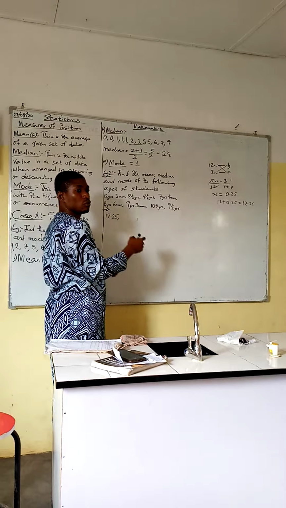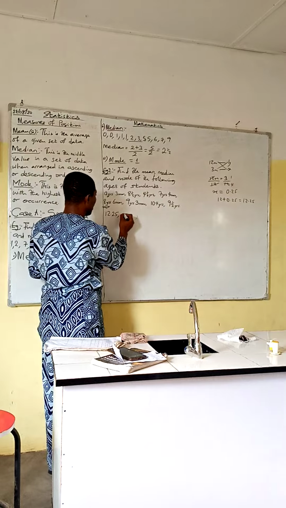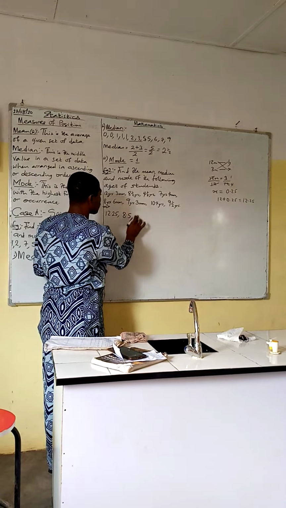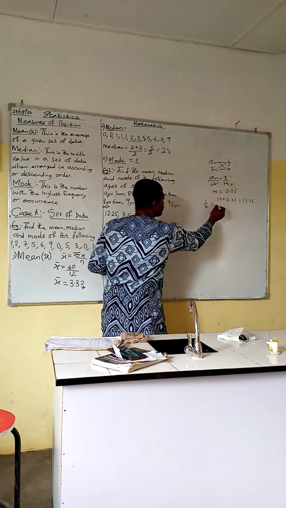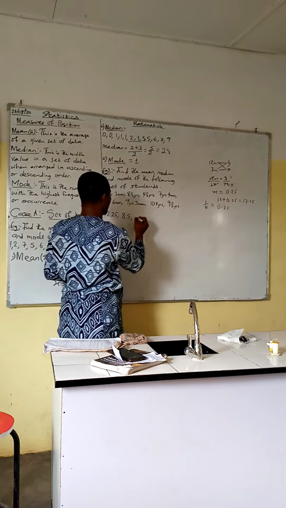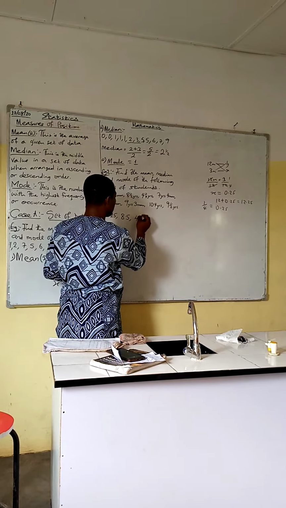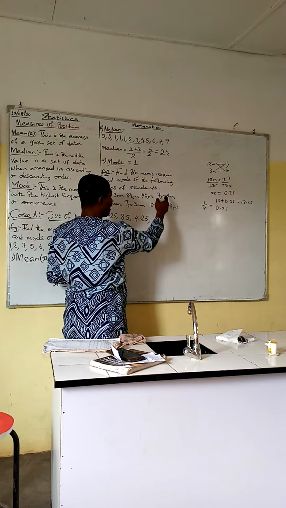Next, 8.5. Half is 0.5, so I have 8.5. Then 4.25. A quarter gives us 0.25, so that gives us 4.25.